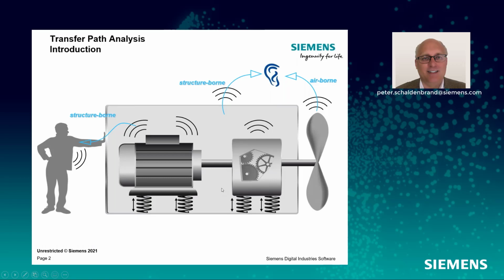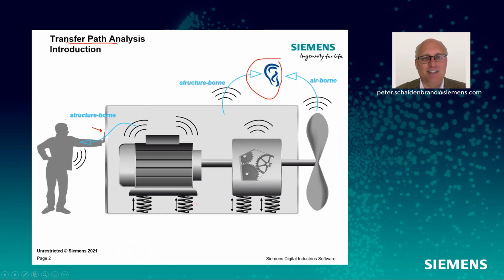Transfer path analysis is a technique where we try to figure out where some unwanted noise that somebody hears, there's the ear over here, a floating ear without a body, or vibration that somebody feels, is coming from. We have this unwanted noise, unwanted vibration. We want to figure out and diagnose how it's getting there. And transfer path technique is a technique that allows us to do that.